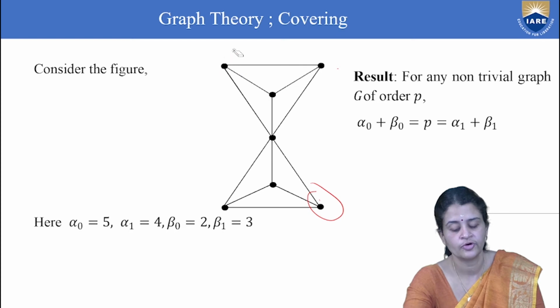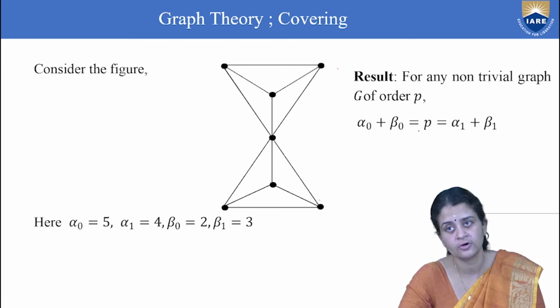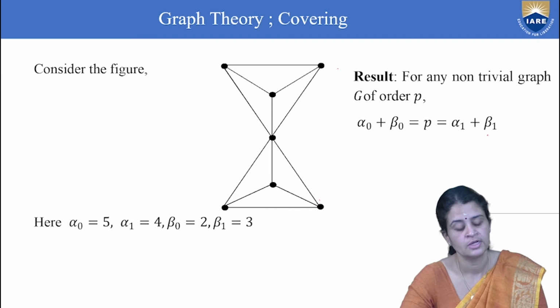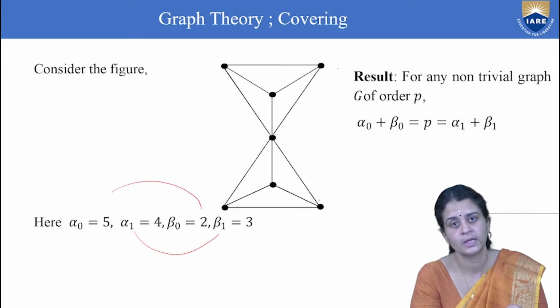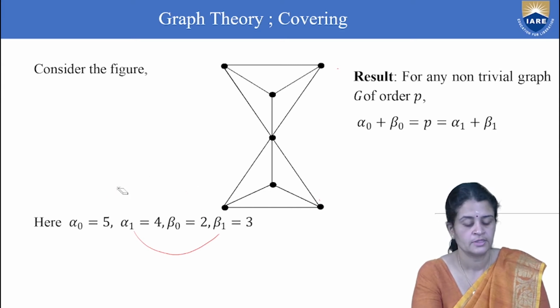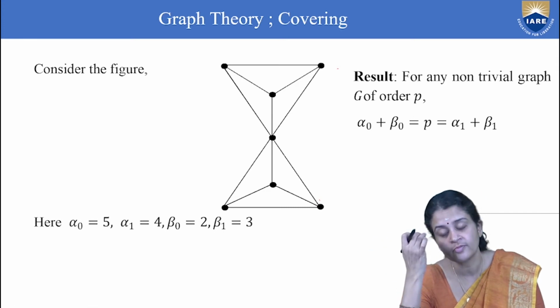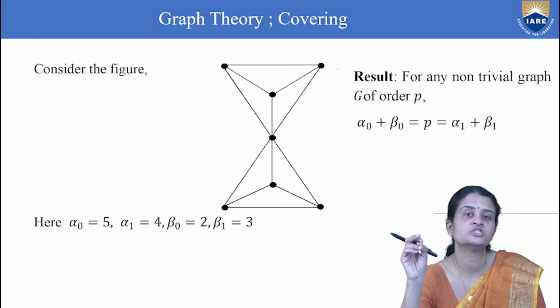So, for any trivial graph, we can find that alpha 0 plus beta 0 equals p, the number of vertices of the given graph, which is equal to alpha 1 plus beta 1. And we see that alpha 1 plus beta 1 is 7, which is equal to 5 plus 2, 7. Okay. That is the relation between the minimum vertex covering, edge covering, vertex independence number and edge independence number.